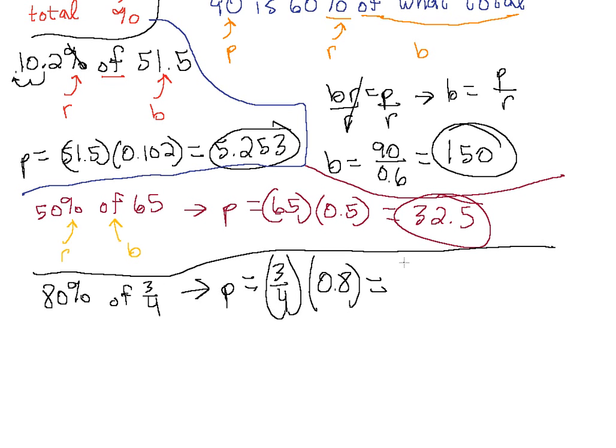And since we're actually dealing with a fraction here, let's convert our decimal into a rational number. 0.8 is the same thing as 4/5. We can actually cancel these two 4s. They simplify a little bit. 3 times 1 is 3. 1 times 5 is 5. So 80% of 3/4 is 3/5. We can also put this as 0.6. And that would also be correct.